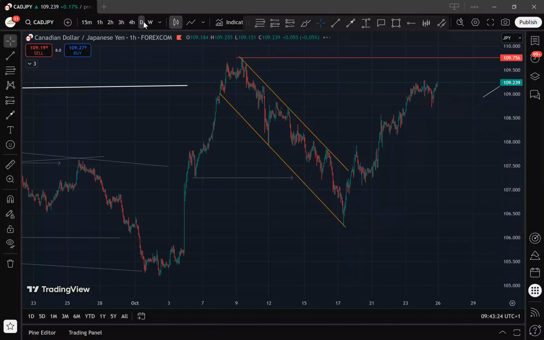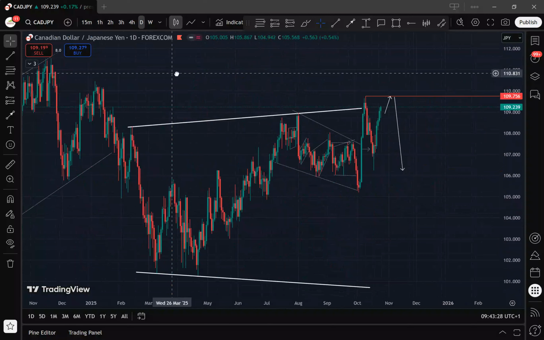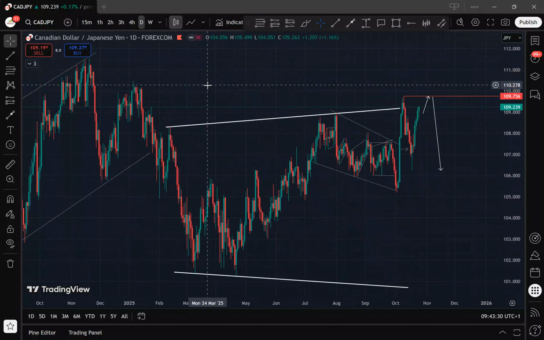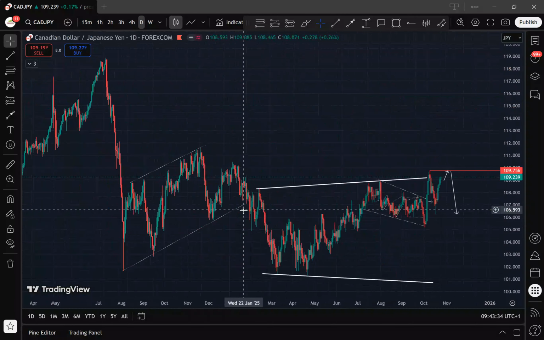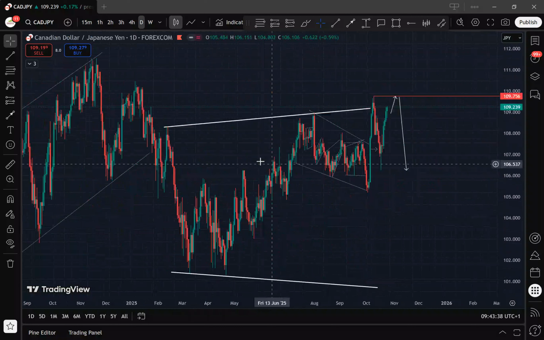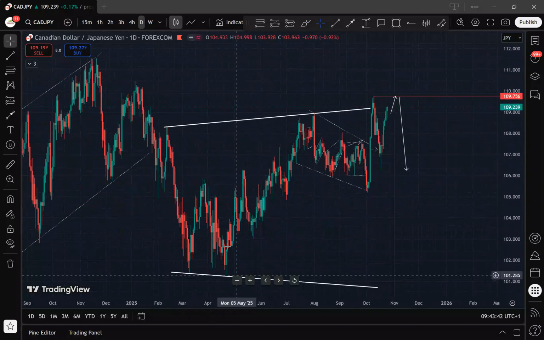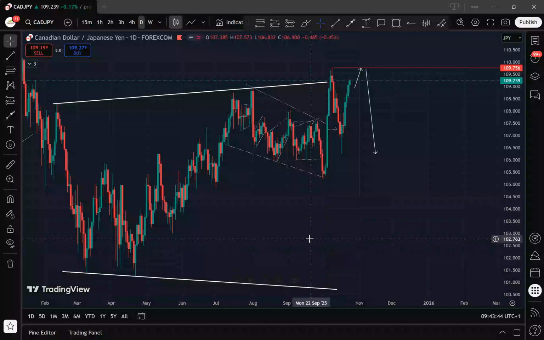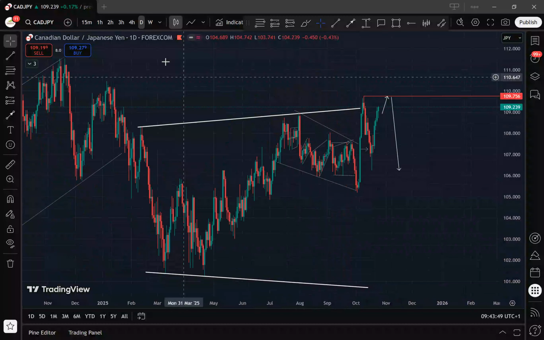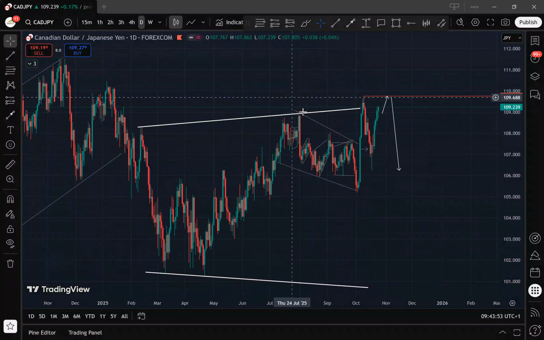Okay, this is CADJPY, Canadian dollar, Japanese yen. On CADJPY, we have this structure. I love this type of structures. I love them, seriously. So looking at this structure now, we have this one, two, three, four touches at the top, and we have these two swing lows. So the price hit this high, dropped last week, then started pushing up again. The previous week it dropped hard, then started pushing up again last week.